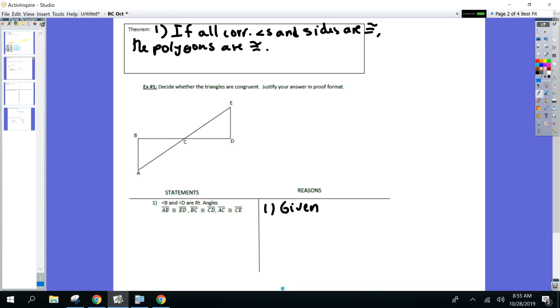So let's mark our givens on the diagram. Angle B and D are right angles. Beautiful. Oh, look at all these sides that are congruent. AB is congruent to ED, BC congruent to CD, and AC is congruent to CE.